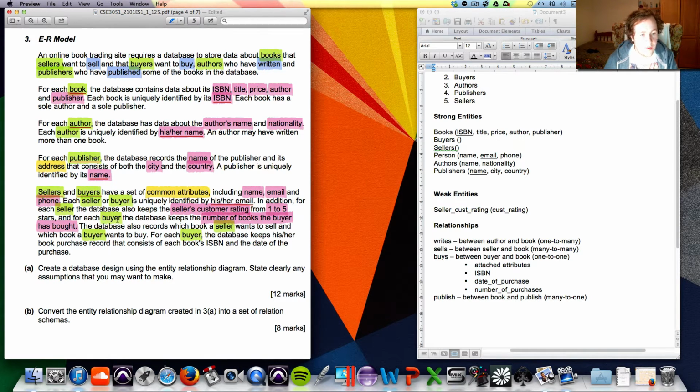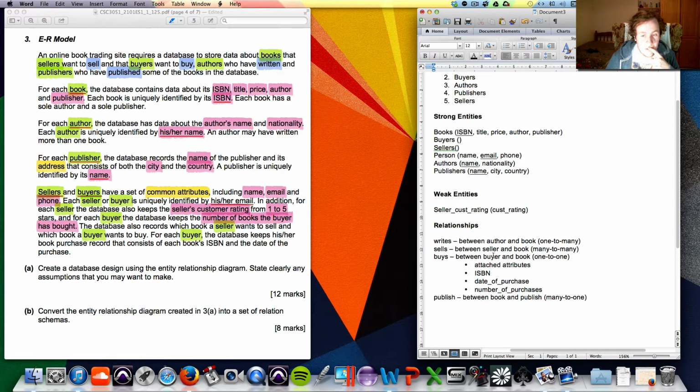And for each buyer, the database keeps the number of books the buyer has bought. So that will come down in their relationship, I think. And the database also records which book the seller wants to sell. Okay, that's no problem. That's going to be a relationship. So that's going to be in the seller relationship. It's going to make sense when you see it. And the database also records which book the seller wants to sell and which book the buyer wants to buy.